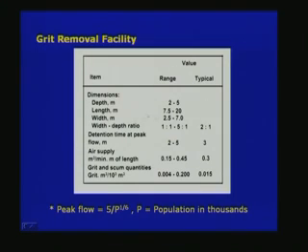The length of the grit chamber is about 7.5 to 20 meters, it could vary between 7.5 and 20 meters, and the width varies between 2.5 and 7 meters, and the width to depth ratio is 1:1 to 1.5:1. The typical is 2:1, that is, width is 2 and depth is 1.